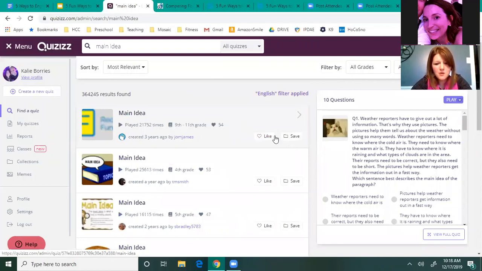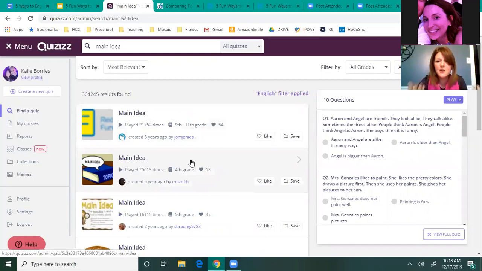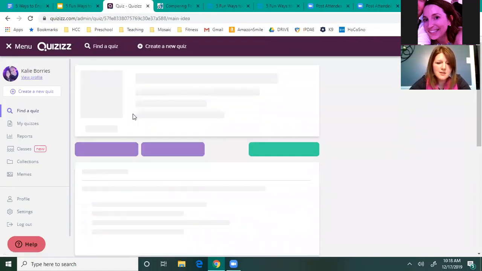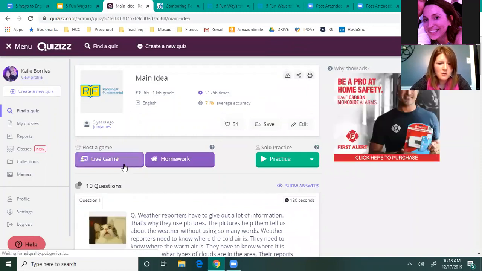You can go through here, you can find one that matches with the grade level of your class that you're targeting, not their actual grade level. Let's say you wanted to check this one out. You could use it as a live game for your students, or they could even practice this on their own. You can edit the quiz. There's a lot that you can do.